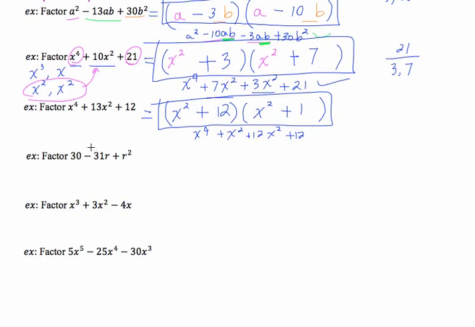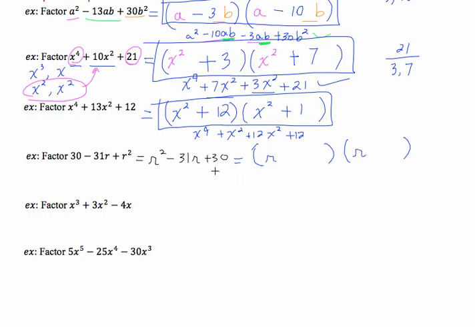30 minus 31r plus r squared. This one, it works the same way. It's just written in backwards order, so it looks funny. Let's reorder it before we factor. So let's reorder it into r squared minus 31r plus 30. That looks a little better. All right, now let's factor it the same way we were doing before. R squared can break down into r and r.